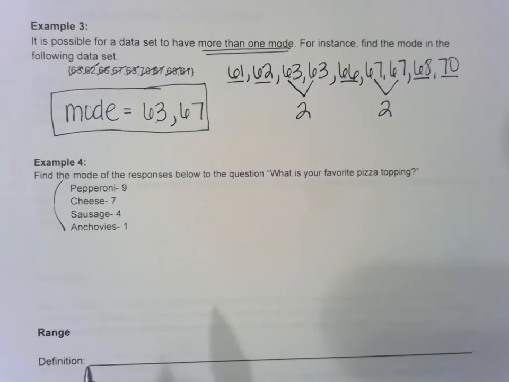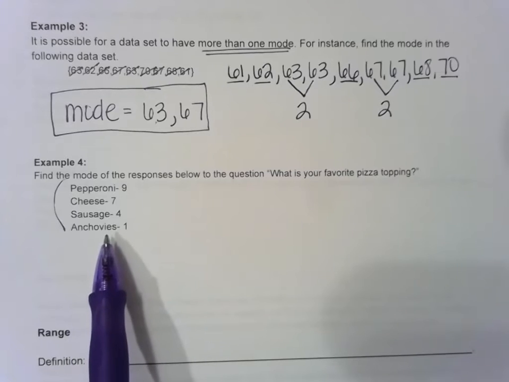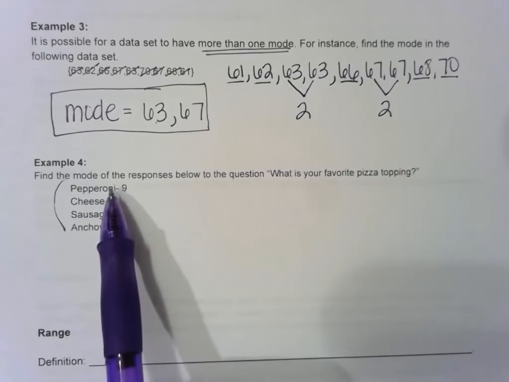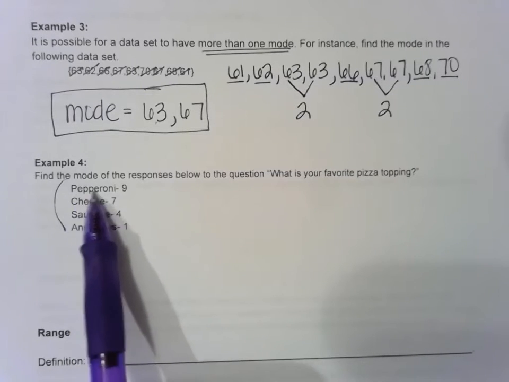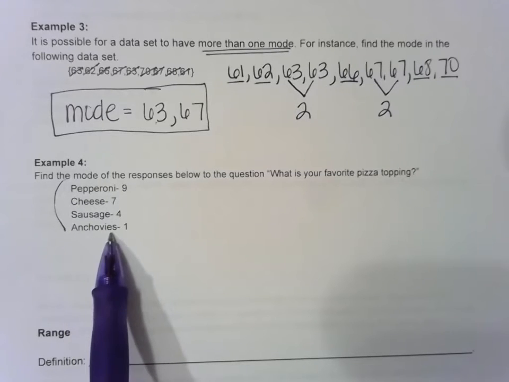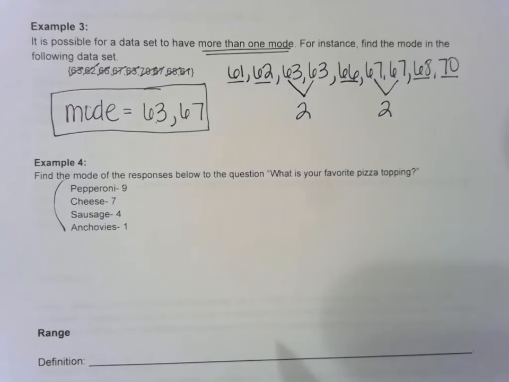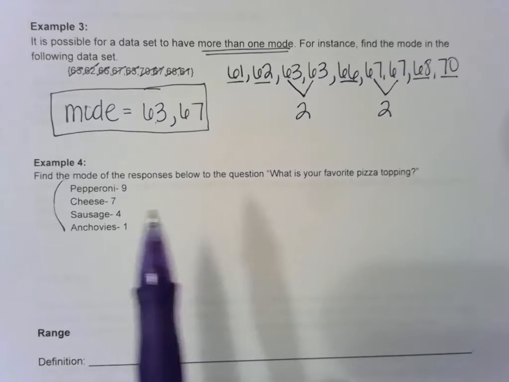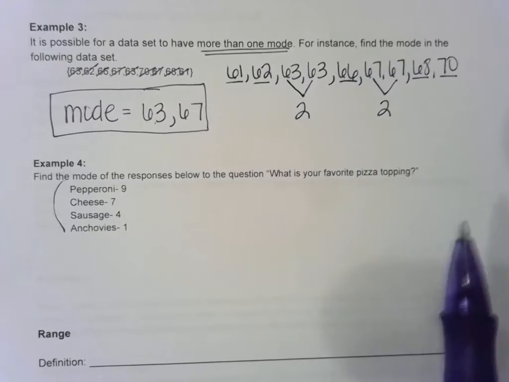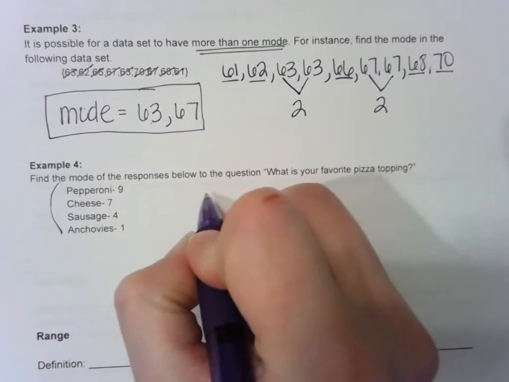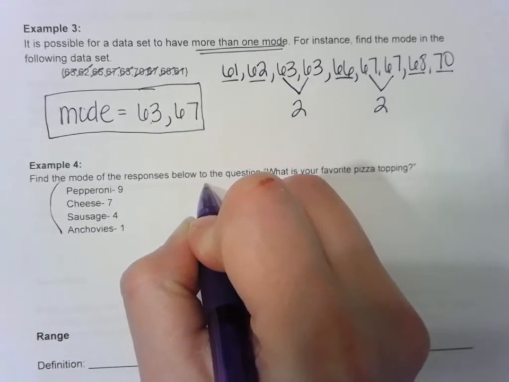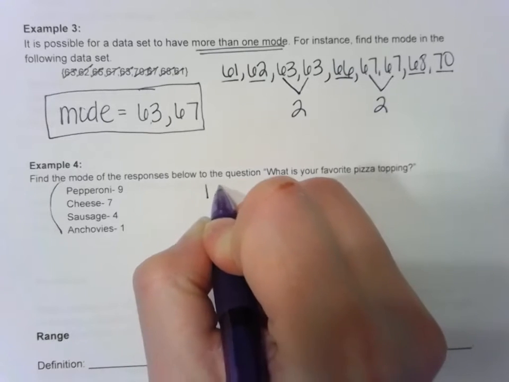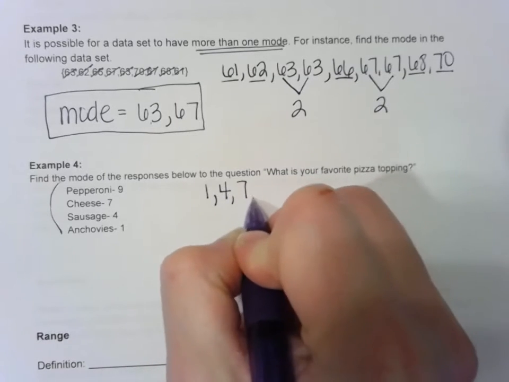Well, the non-numeric responses are actually pepperoni, cheese, sausage, and anchovies. And these numbers just represent how many times they show up. We can still organize this with the number of times it shows up and just putting those in order. So we have 1, 4 times, 7 times, and 9 times.